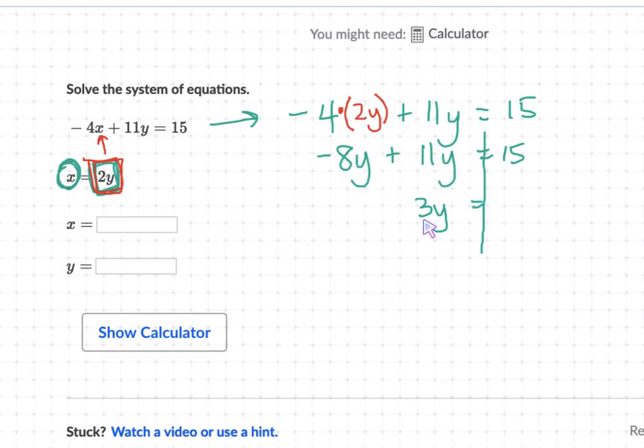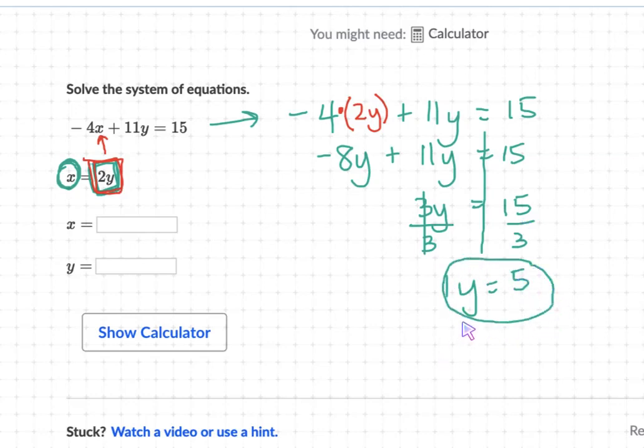Negative 8 plus 11 is 3. Keep that y, and you have a 15 on this side. If I want to get y by itself, I need to, instead of 3 times y, do the inverse operation, which is divide by 3, both sides. 3 divided by 3 is 1y. 15 divided by 3 is 5. Boom. We got ourselves one of the values.